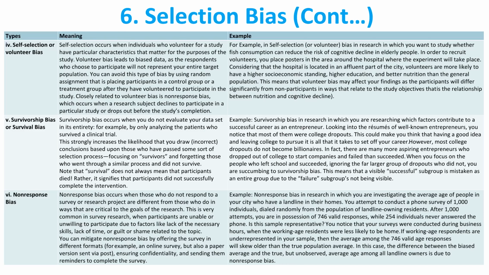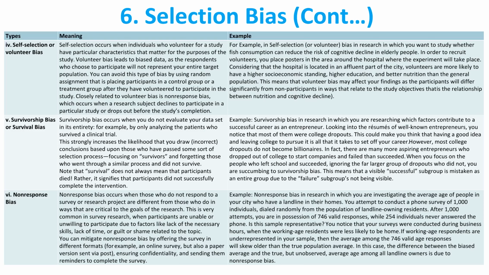Survivorship bias occurs when you do not evaluate your data set in its entirety, for example, by only analyzing the patients who survived a clinical trial. This strongly increases the likelihood that you draw incorrect conclusions based upon those who have passed some sort of selection process, focusing on survivors and forgetting those who went through a similar process and did not survive. Note that survival does not always mean that participants died; rather, it signifies that participants did not successfully complete the intervention.